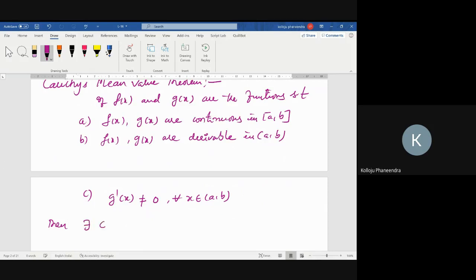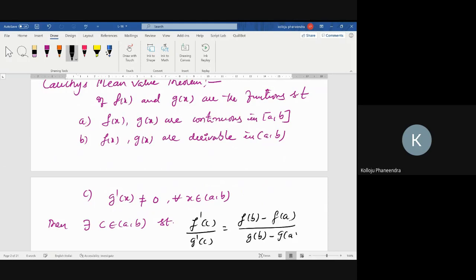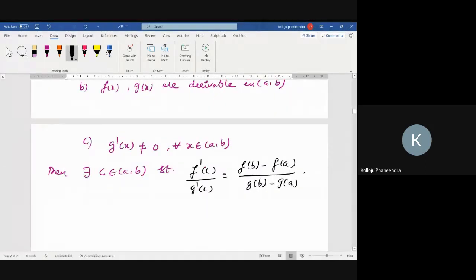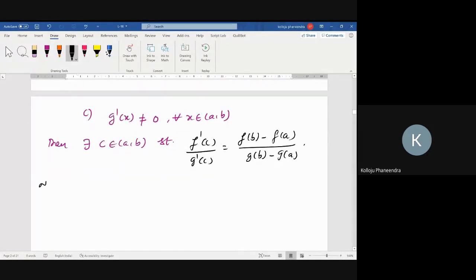Then there exists a c belongs to open AB such that f dash c by g dash c equal to f of b minus f of a by g of b minus g of a. Okay, now one note. See this third condition, g dash x not equal to 0 for all x belongs to AB.